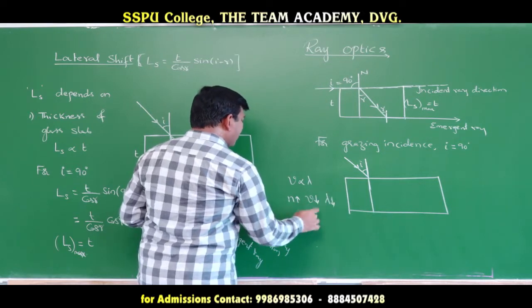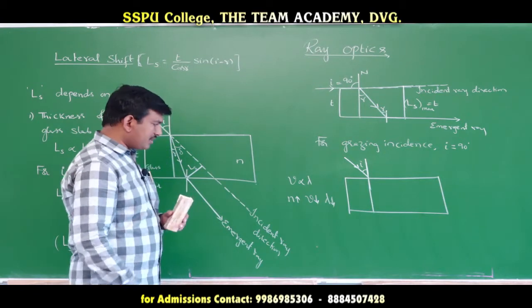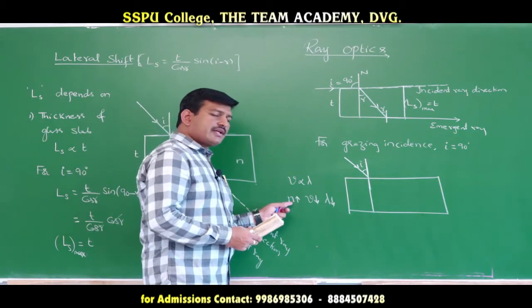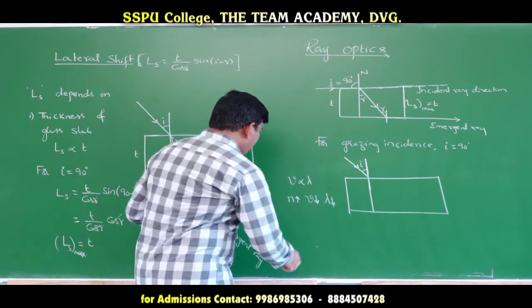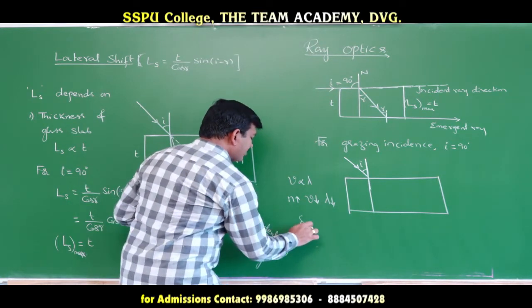How are n and lambda related? They are inversely related with each other. That means the more the wavelength, the less the refractive index. The less the refractive index, the less the deviation. Deviation delta depends upon the refractive index.